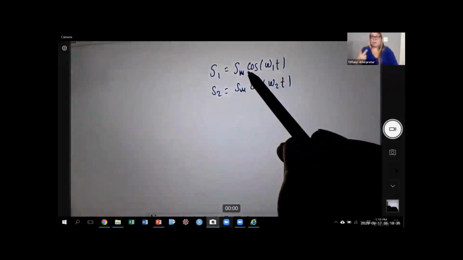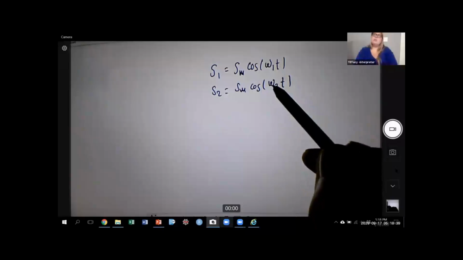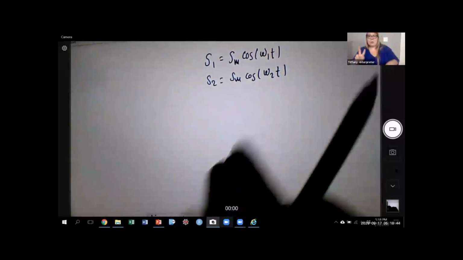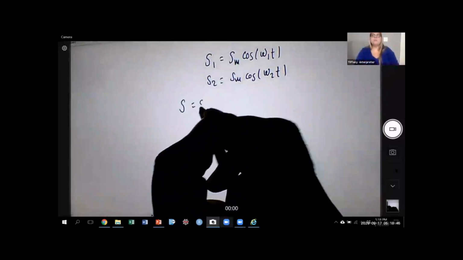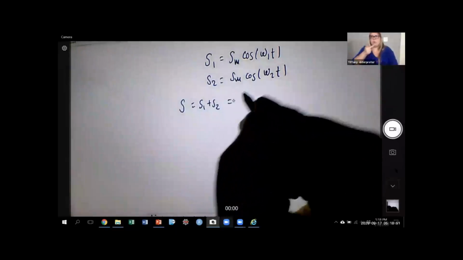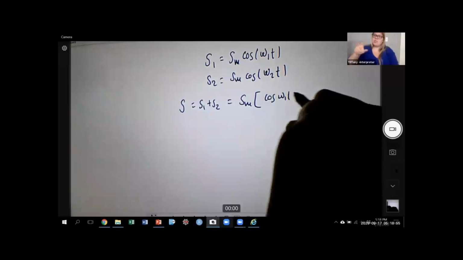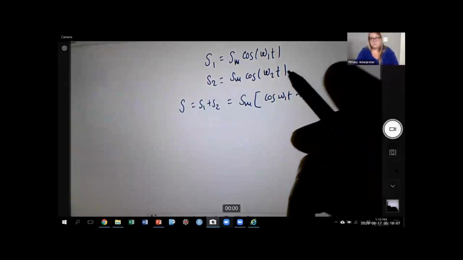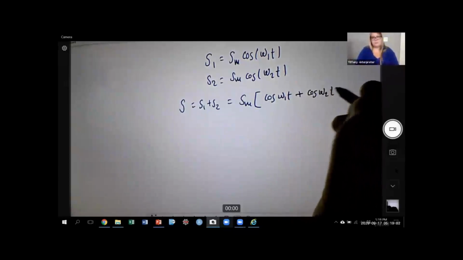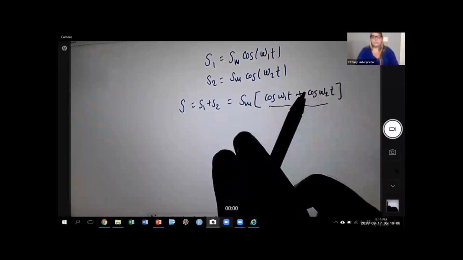So now you have two sources of sound, having slightly different frequencies, but the amplitudes are the same. Now, what would be the resultant? The resultant wave will be just the superposition of these two, right? From the superposition principle. So then your S_M cos omega 1 t plus cos omega 2 t, right? And now to add this, you're going to need the trigonometric relations, right?